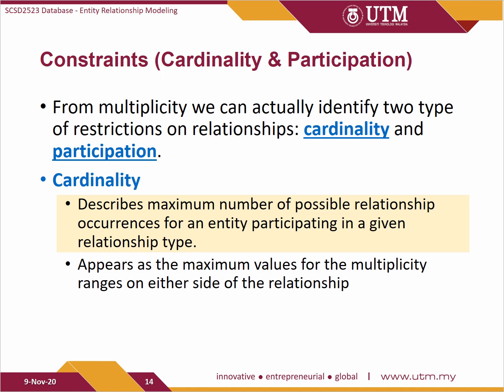Okay, next we will go further on the structural constraints, which are divided into cardinality and participation. So from multiplicity, we can actually identify two types of restrictions on relationships, known as cardinality and participation. Cardinality describes the maximum number of possible relationship occurrences for an entity participating in a given relationship type. So it appears as the maximum values for the multiplicity range on either side of the relationship.